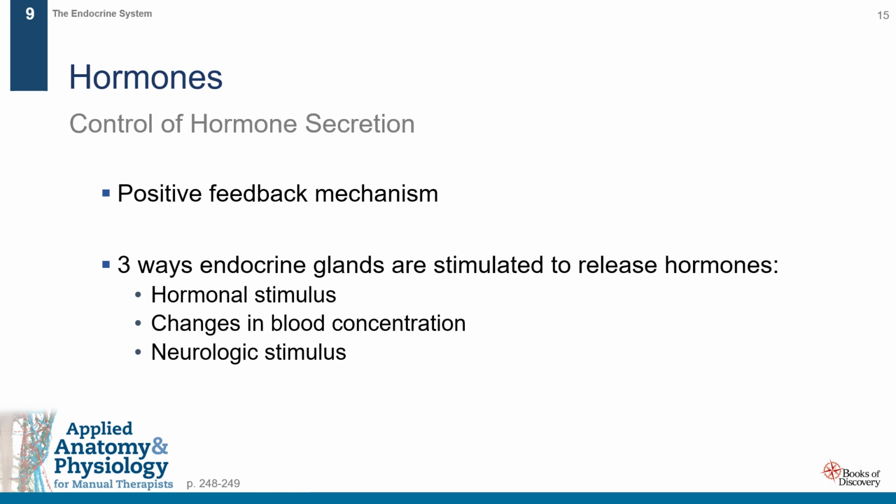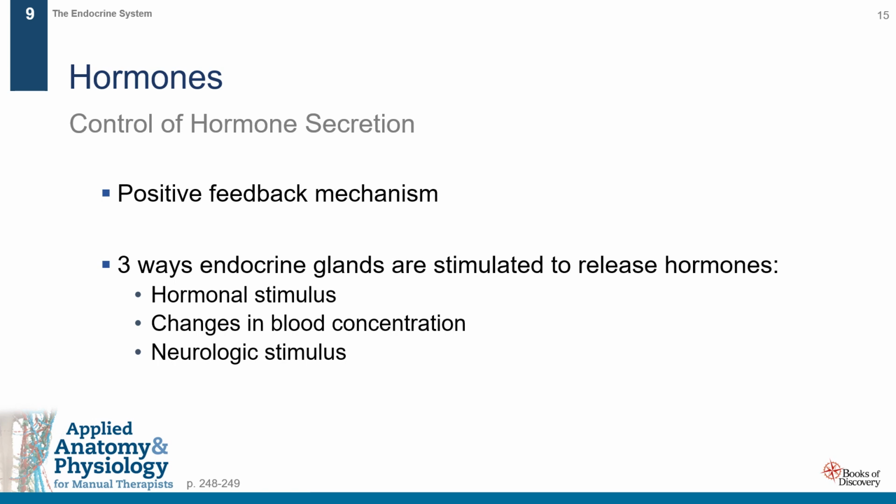When we consider changes in blood concentration in other endocrine glands, a change in the level of a specific ion or nutrient in the blood stimulates hormone secretion. Calcitonin, released from the thyroid gland, is an example of this sort of stimulus.